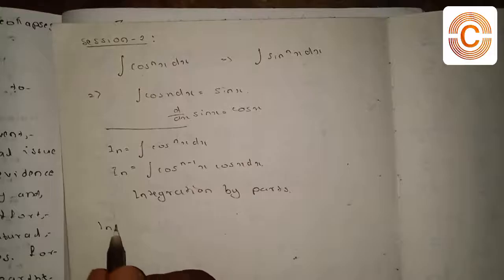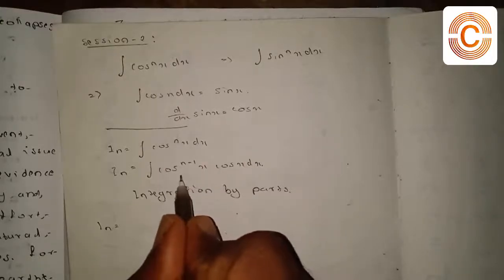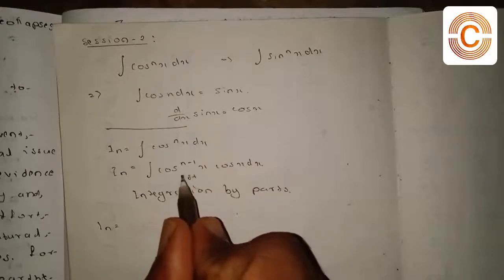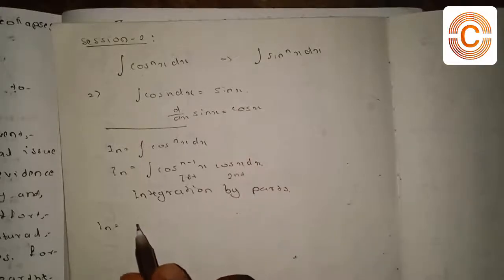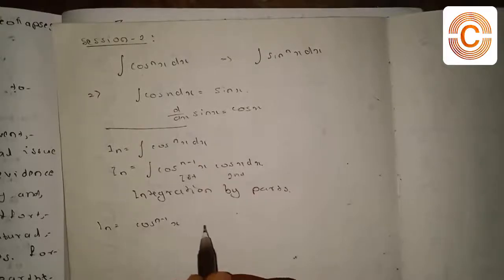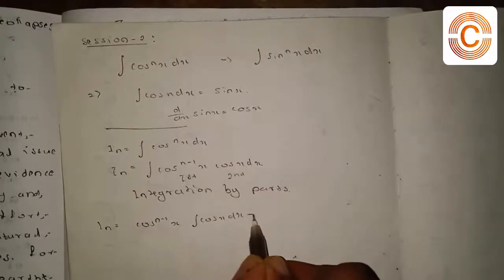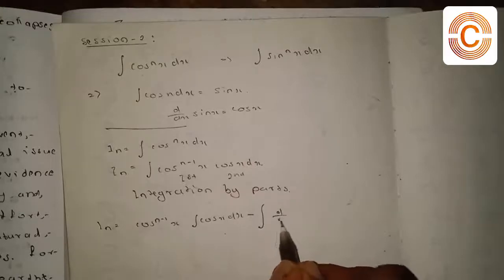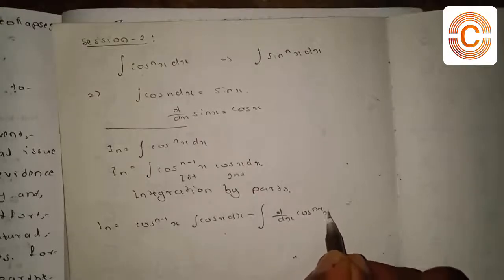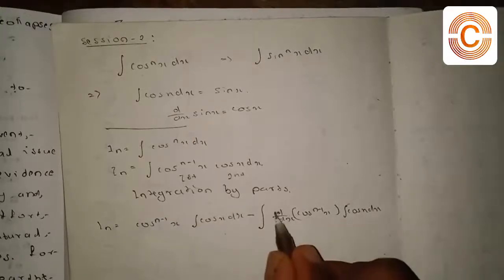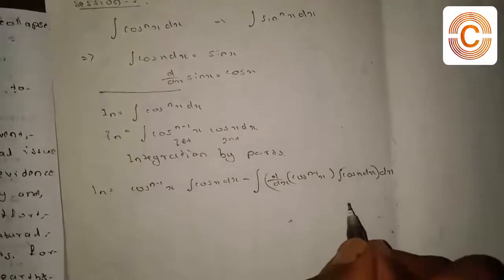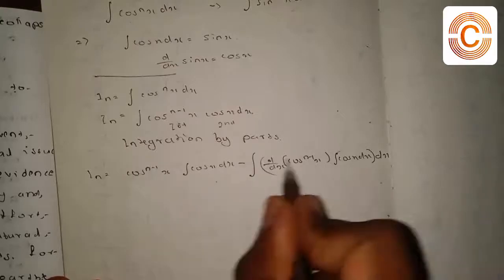Then we get I_n equal to the integral where the first function is cos^(n-1) x and the second function is cos x. We can write it as cos^(n-1) x, the first function, into the integral of the second function, that is the integral of cos x dx, minus the integral of d by dx of the first function cos^(n-1) x, into the integral of cos x dx, then dx. So we get this typical formula by the integration by parts.